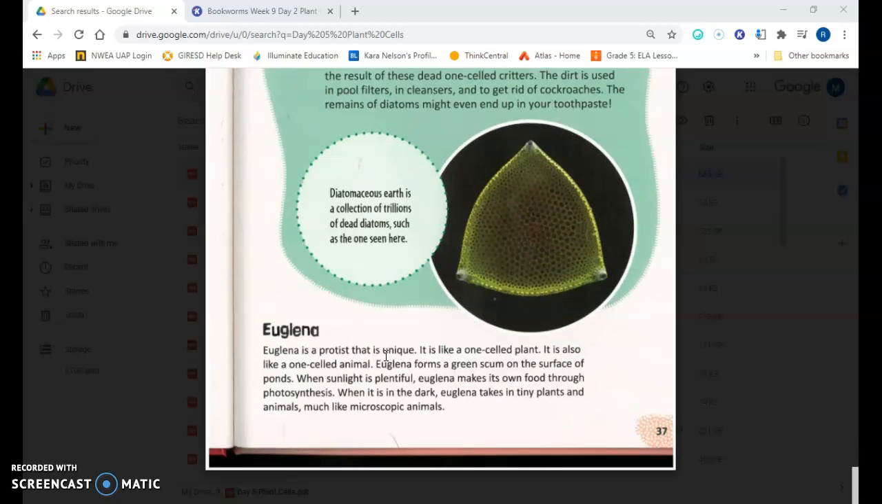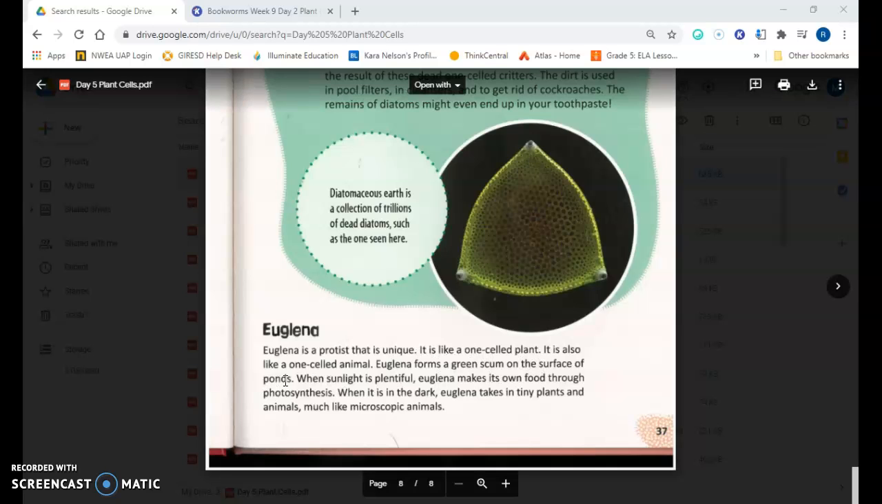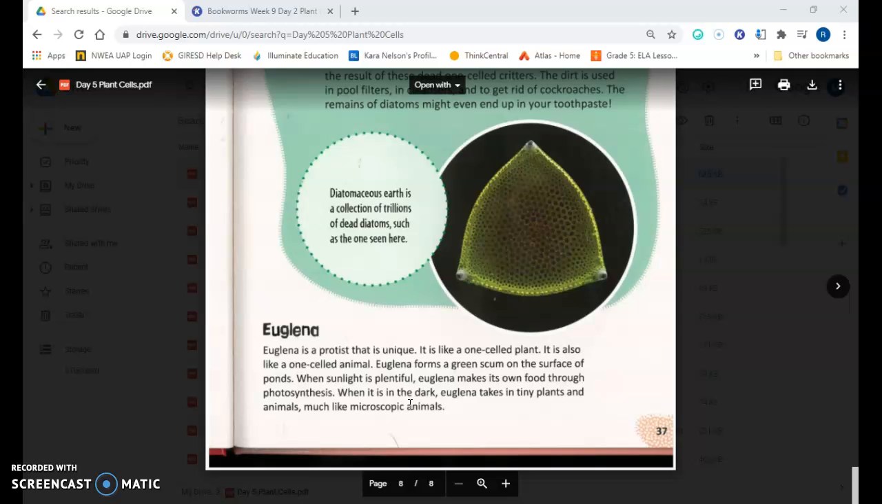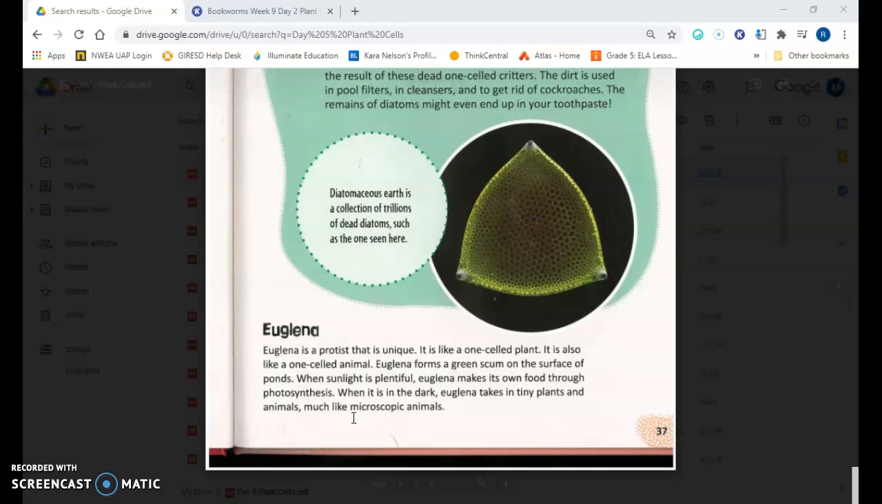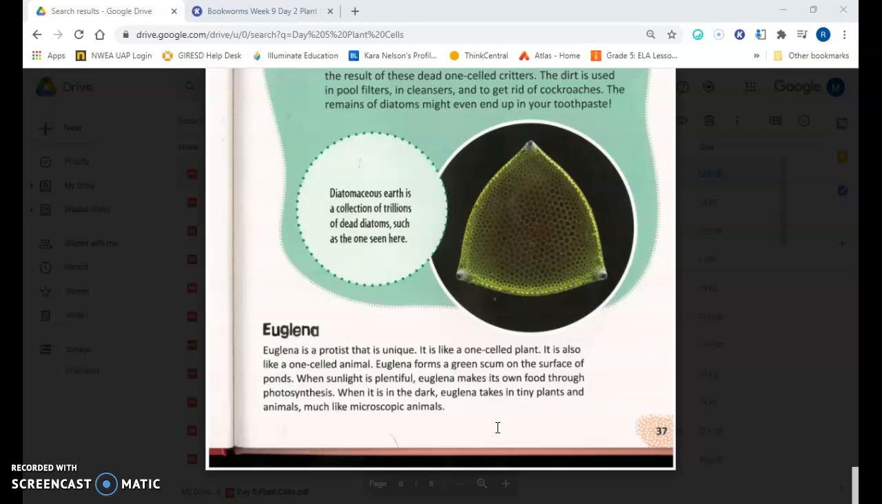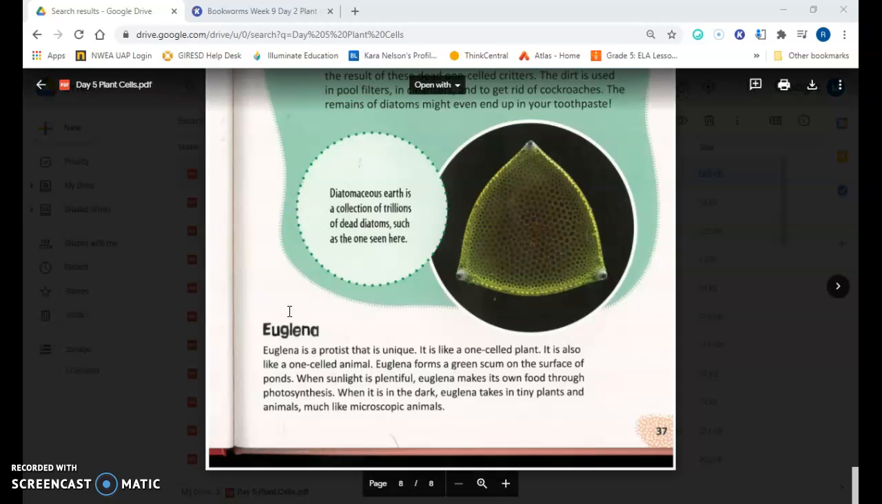Euglena. Euglena is a protist that is unique. It is like a one-celled plant. It is also like a one-celled animal. Euglena forms a green scum on the surface of ponds. When sunlight is plentiful, Euglena makes its own food through photosynthesis. When it is in the dark, Euglena takes in tiny plants and animals, much like microscopic animals. So those ones are a little bit different from the other three we just learned about.